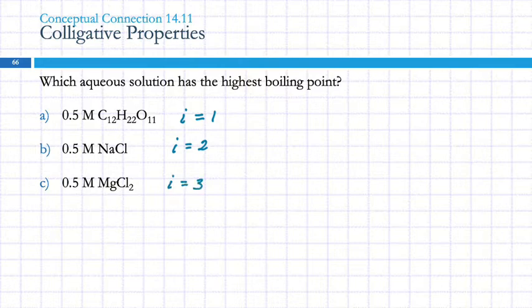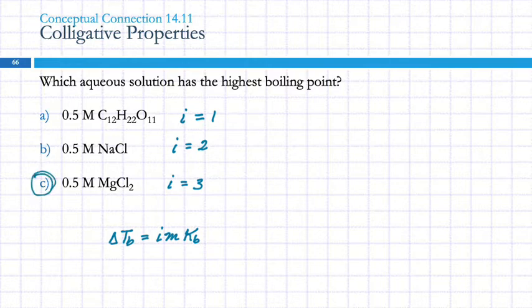So when you look at the change in boiling point, it's going to be the Van 't Hoff factor times the molality times the boiling point elevation constant. So the molality for these things is the same. The constant is the same. So the thing that has the most particles will have the highest boiling point. Does that make sense?